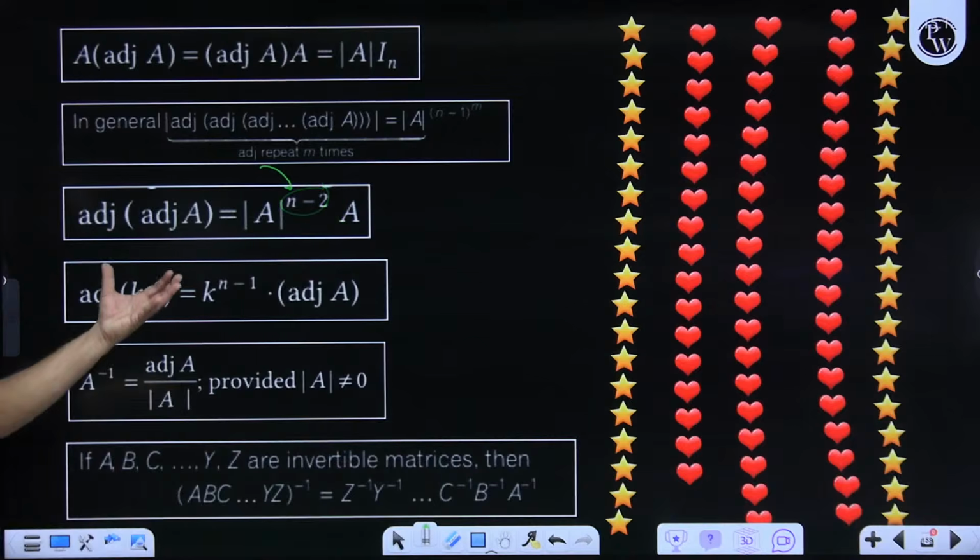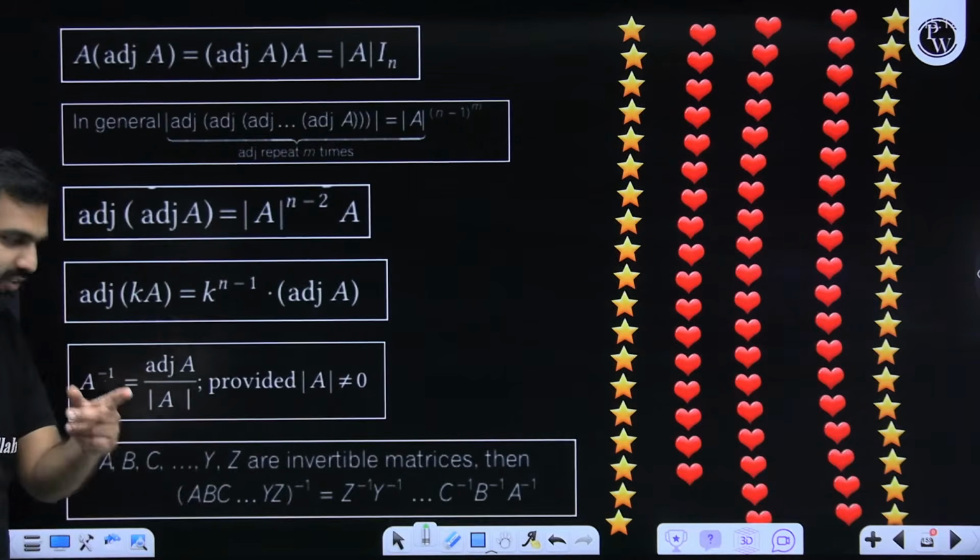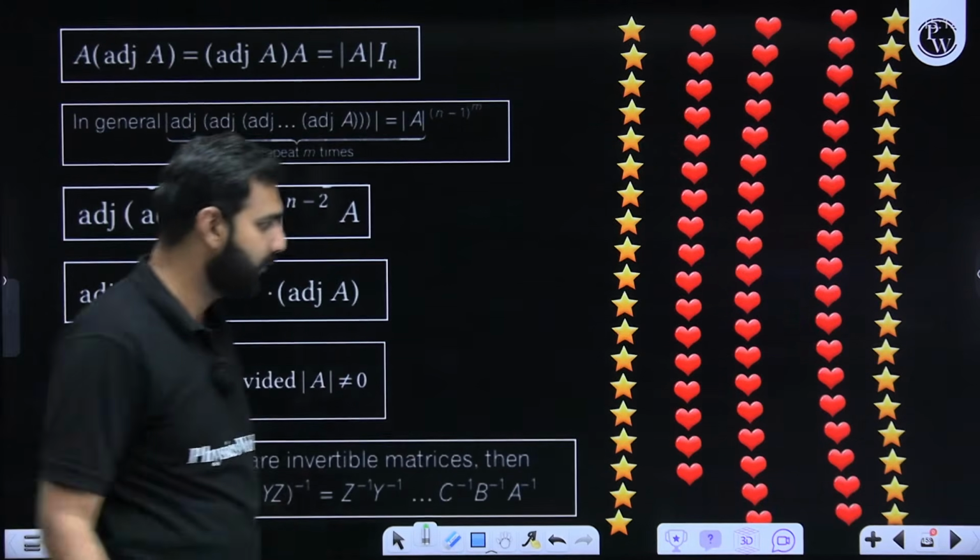Now, a few more are there. I hope you can understand them by yourself. When you take the inverse of a product, then the order changes. The same with transpose. You remember that?